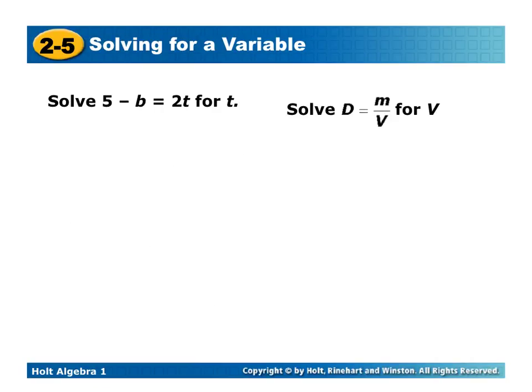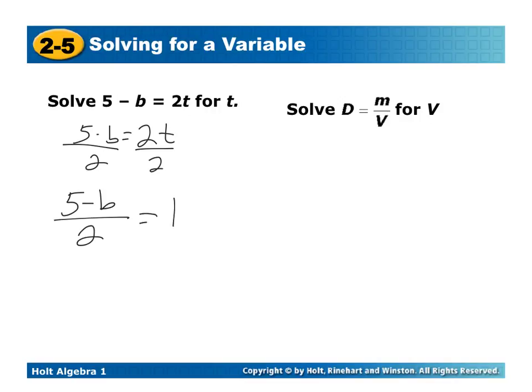Two more examples for you to try out, so go ahead and pause the video, try these out, and check your work. Now we want to solve for t. Since we have 5 minus b equals 2t, divide both sides by 2. Now notice when I do a side with multiplication or division, it has to be applied to the whole side. So here the 5 minus b is all over 2 equals t. So you have to make sure that you're applying it to everything.